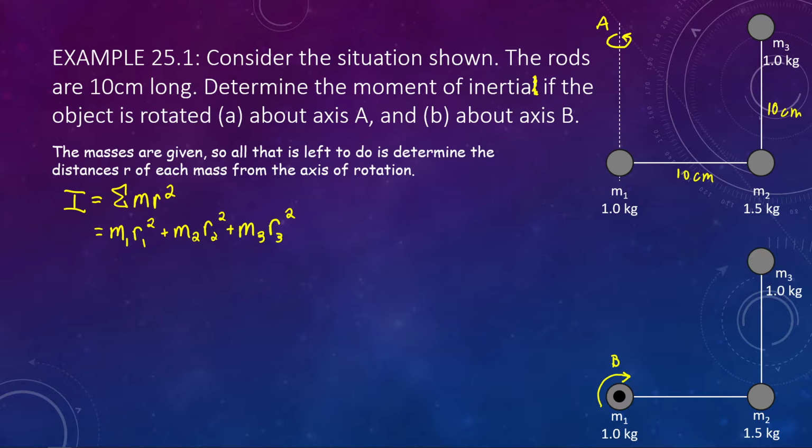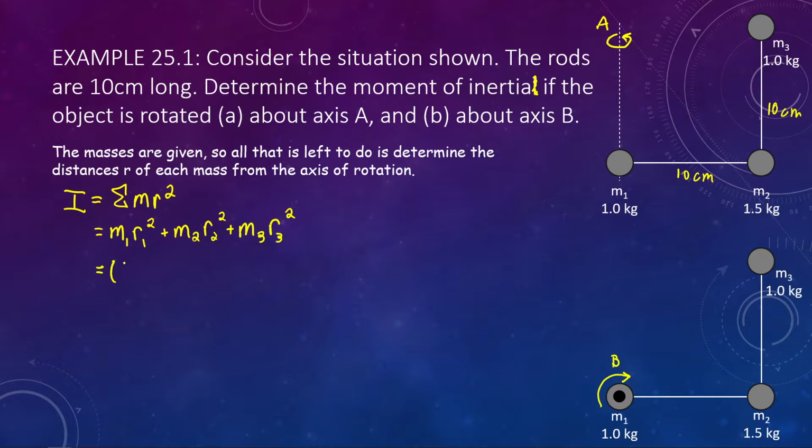So as I described, the masses are already given. We know all those masses. So really all we have to worry about in solving a problem like this is making sure we understand what the distance r is for each of the three objects. So let's go ahead and see if we can work this out.